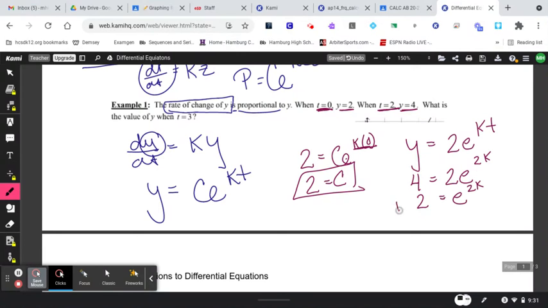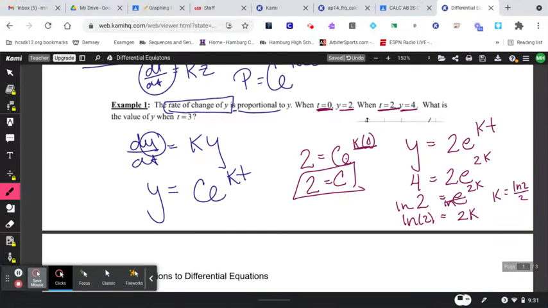To get rid of an e, I'm going to take the ln of both sides. So I'm going to get the ln of 2 is equal to, those are inverses, so they make a 1, 2k. And I'm going to get k equals the ln of 2 over 2.